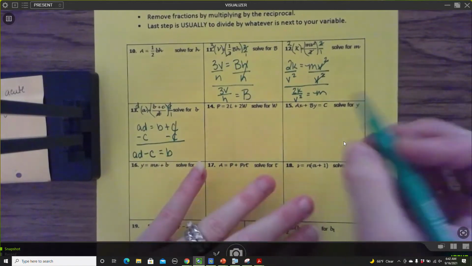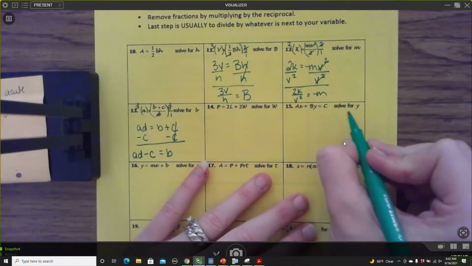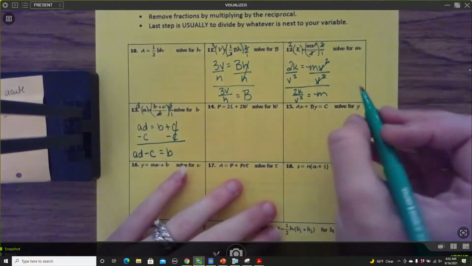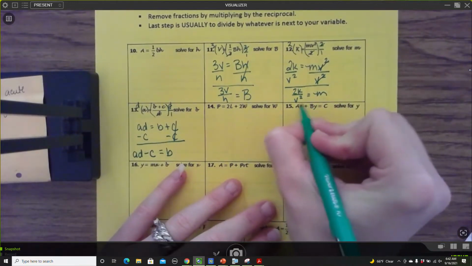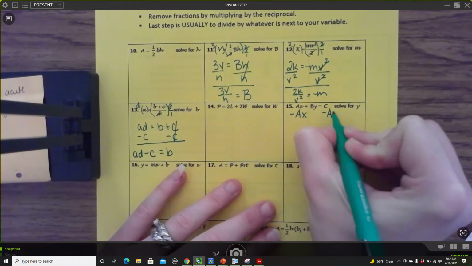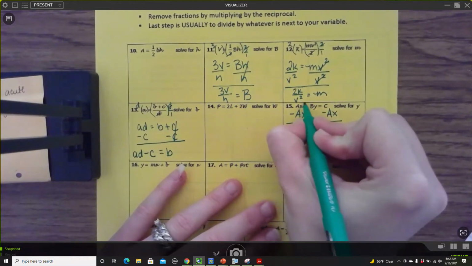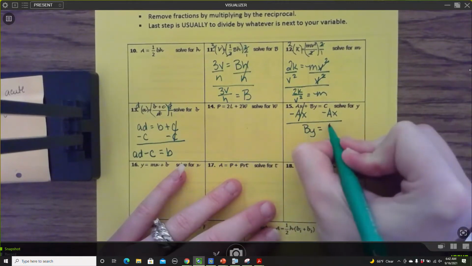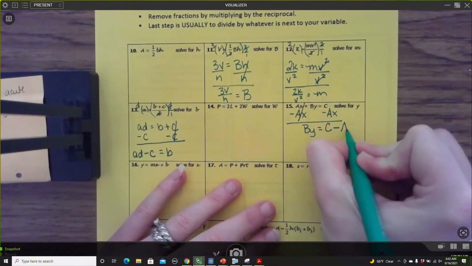All right, 15, AX plus BY equals C. Solve for Y. This is called standard form of an equation, and we're going to do this later. We're going to convert equations to standard form. So if I'm solving for Y, let's get rid of this AX first. I'm just going to subtract AX from both sides. So the AX's cancel. I'm left with BY equals C minus AX.